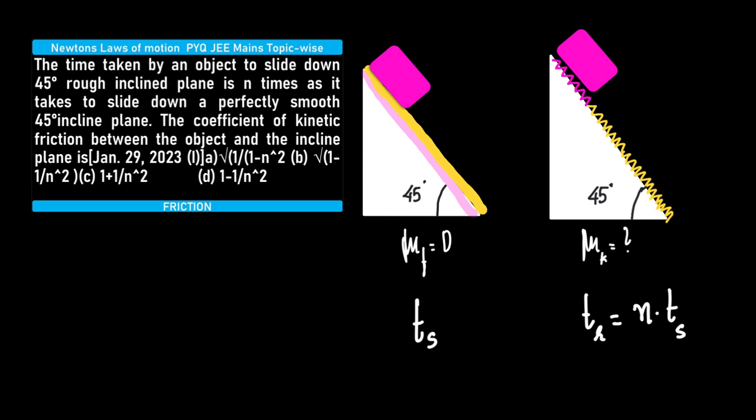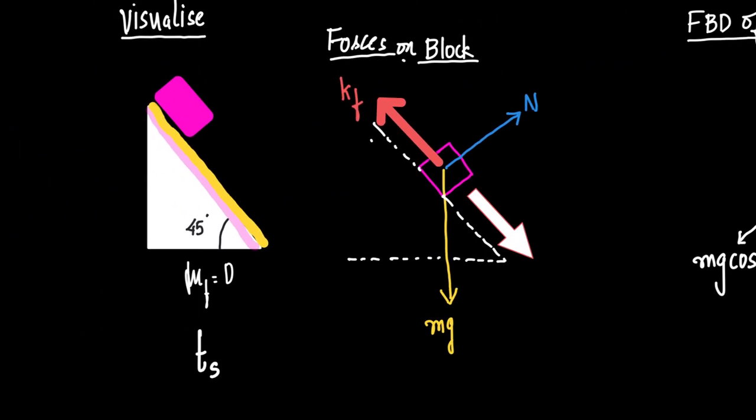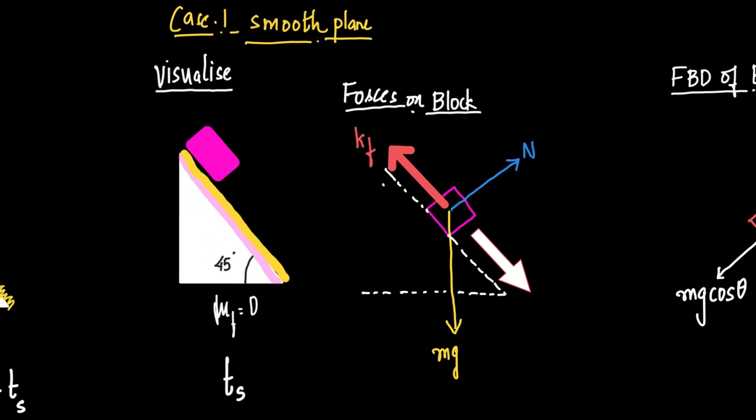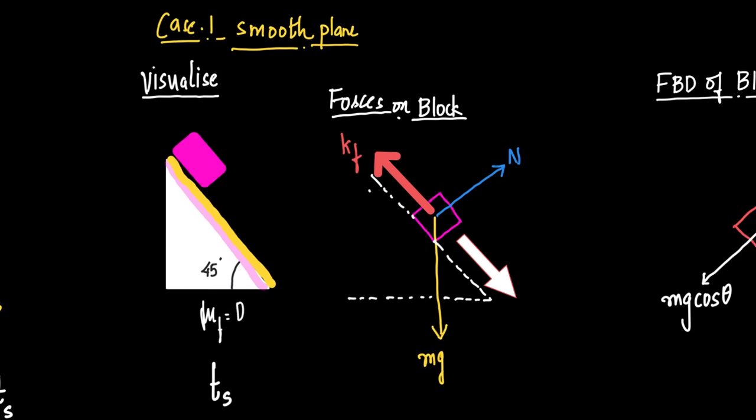Time taken by an object to slide down a 45 degree rough inclined plane is n times the time it takes to slide down a perfectly smooth plane. So time for rough is n times time for smooth. The coefficient of kinetic friction between the object and the inclined plane is? It's a very good question because it checks your concepts from not just this chapter but a couple of other chapters. All right, let's discuss case number 1 where it is a smooth plane.